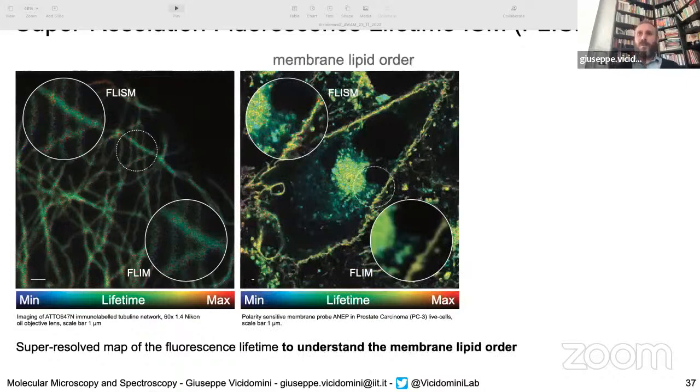Here is another example in which we use a polarity-sensitive membrane dye, ANEP, which is able to indicate the order of the lipids in your membrane. As you can see, in the plasma membrane you have a longer lifetime, because it depicts an ordered phase of your lipids, while in the inner vesicles you have a lifetime in the blue. That means it is shorter because you have a much more chaotic situation. So again, that's a live-cell image in which you combine fluorescence lifetime and super resolution, at least doubling the resolution of a confocal microscope.